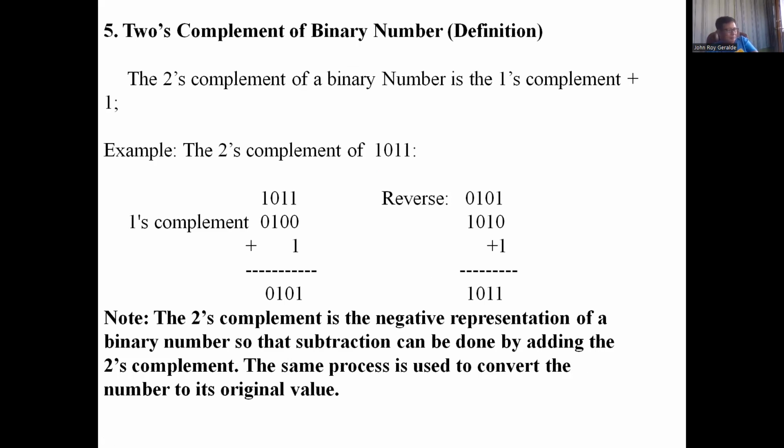The twos complement is the negative representation of a binary number. Actually, if this is the number, 1010 is 1, 2, 4, 8, that's 10, and its twos complement 0110 is negative 10. Do you follow? The twos complement is the negative representation of a binary number, so subtraction can be done by adding the twos complement. Which means that in binary, we can do subtraction by addition of the twos complement.